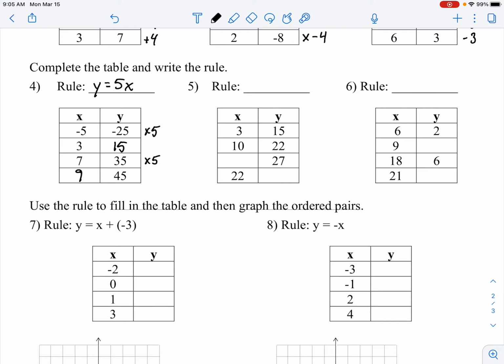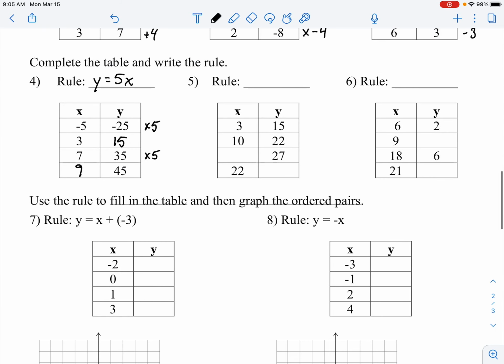Alrighty, so to get from 3 to 15, we can test it out. Times 5 for that one. But is timesing 10 by 5 going to get us to 22? 10 times 5 is 50, so it's not. So pretty quick to see that it's not multiplicative here.